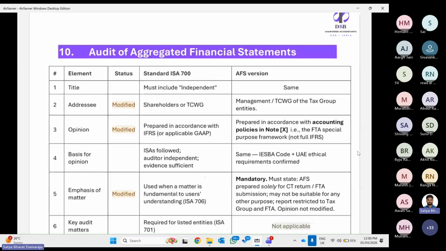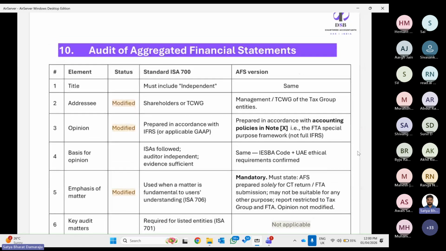Coming back to the audit. Same title, looks similar: independent auditor's report. We'll continue to show the same. To whom will we address? Our general purpose audited financial statements are addressed to the shareholders or those charged with governance. Here it is more specifically meant for the management, not for the shareholder. This is meant for the FTA and the management only. So this will be addressed to the management.